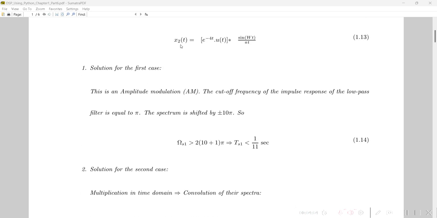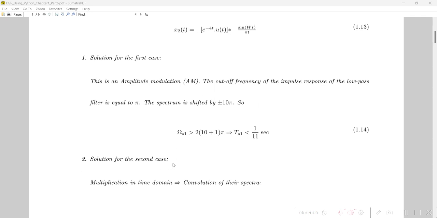Okay. What about the second one? Solution for the second case. Multiplication in time domain just means that their spectra will be convolved, or convolution of their spectra. Right. I need to change the slide, hoping that you have written down this equation.